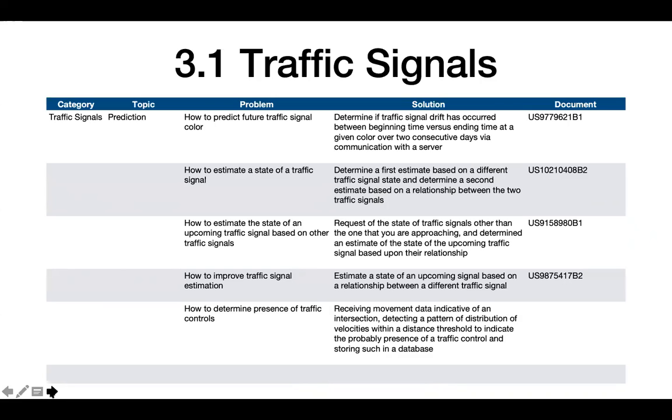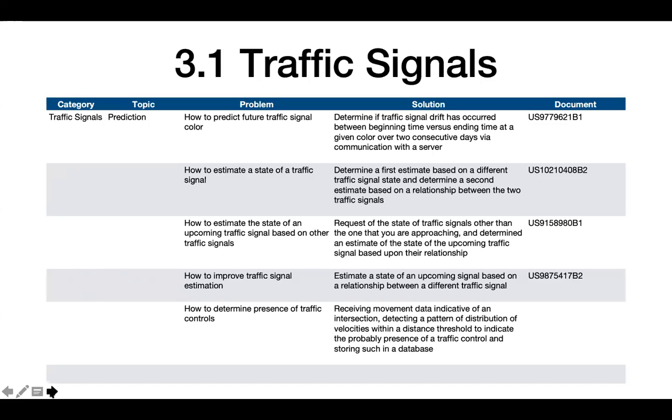We can also do it by determining a first estimate based on a different traffic signal. So I know that these 2 traffic signals are timed together. I can estimate that way. I can request the state of a traffic signal other than the one that I'm approaching and use that to determine the state of an upcoming traffic signal. I can estimate the state of an upcoming signal based on the relationship between a different signal. These are all kind of similar. They're probably part of the same patent family. So the deep dive reading of the claim language would be where you might differentiate, but the approaches are pretty similar.